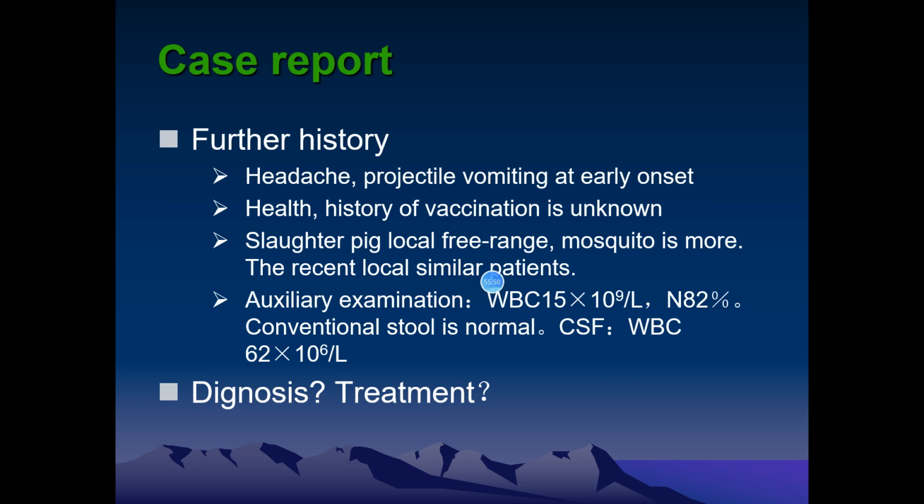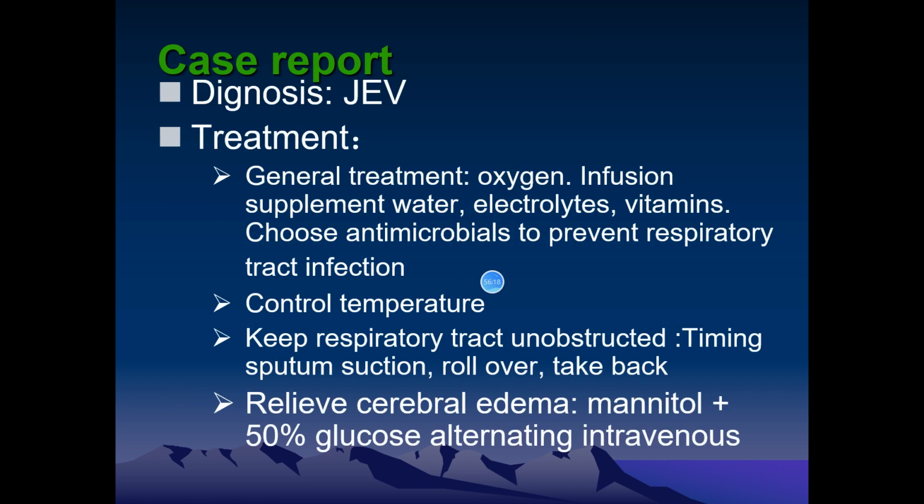And the examination: the white blood cell is 15, it's high, and the neutrophil is high. Coagulation score is normal. CSF, the white blood cell is also high. So from this, what would we do next, and the treatment, how do we treat this patient?